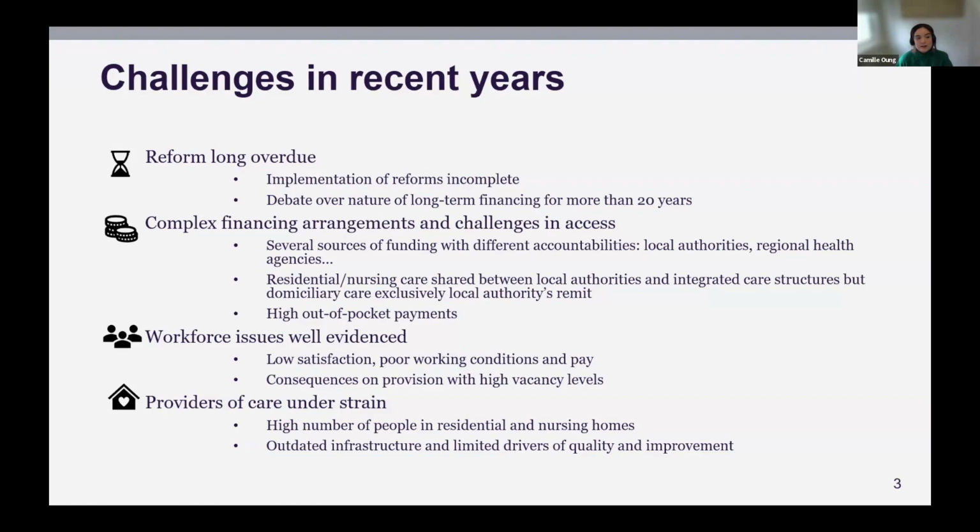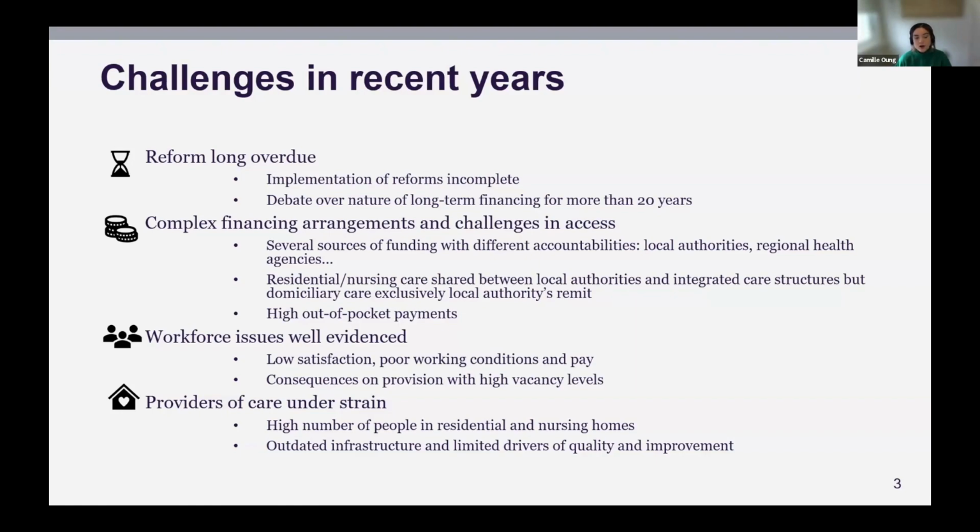For individuals, I think it's a very confusing system. There are very complex financing arrangements, and it means that there are difficulties in access. So unclear governance between local authorities and regional health agencies, and high levels of out-of-pocket payments for people as well. In recent years, there have also been very well evidenced workforce issues. People have suffered low satisfaction, poor working conditions and pay. I think the sickness levels of staff working in long-term care in France are some of the highest of OECD countries. And that's had a massive knock-on effect on providers, with high levels of vacancies and instability due to an inability to stabilize that workforce. And so providers of care have been under strain.